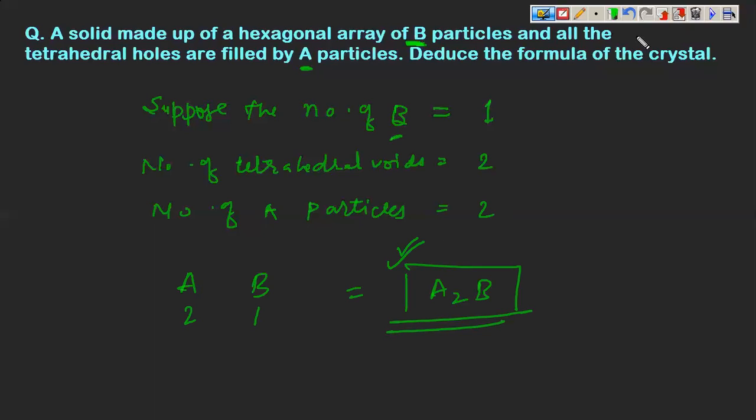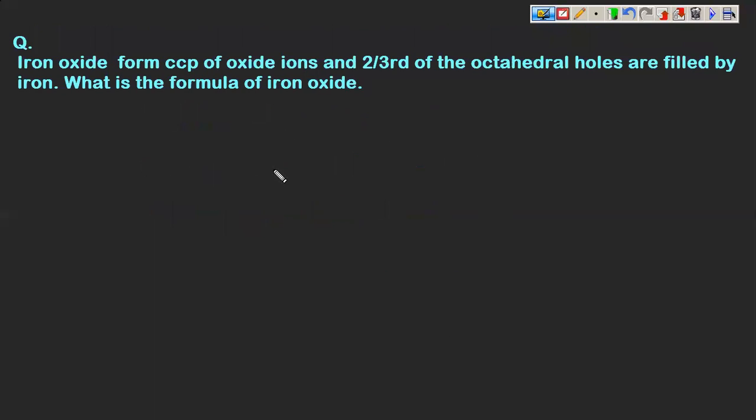We have another problem. Iron oxide forms CCP of oxide, and 2/3 of the octahedral holes are filled by iron. We have to assume the particles by which the hexagonal or cubical close packed array is formed. So here the cubical array is formed by oxide ions. So we have to suppose it.